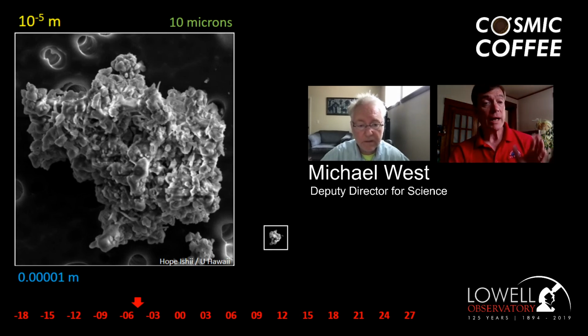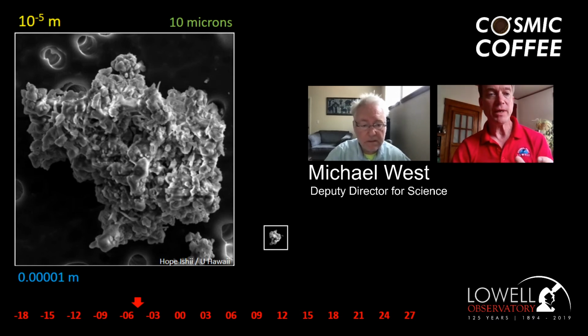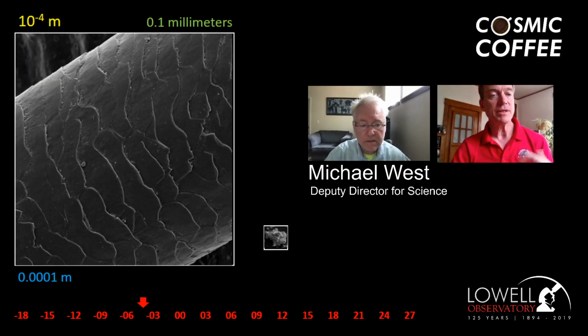And now we're actually getting up to the point where we can start to see stuff, because when we get up to about here, 1/10 of a millimeter, we're getting close to the resolution of the eye. And here we're looking at an electron micrograph of a human hair.